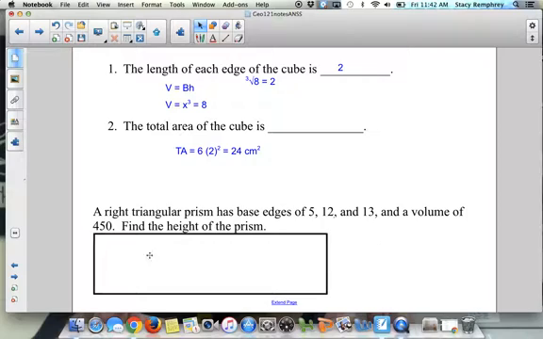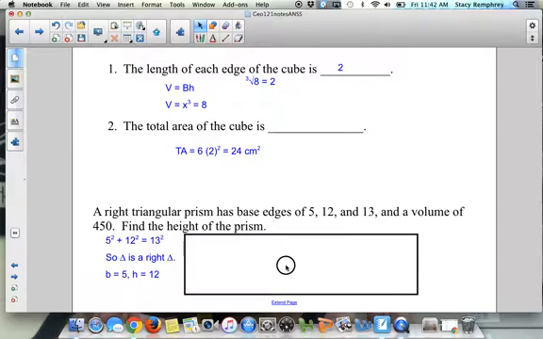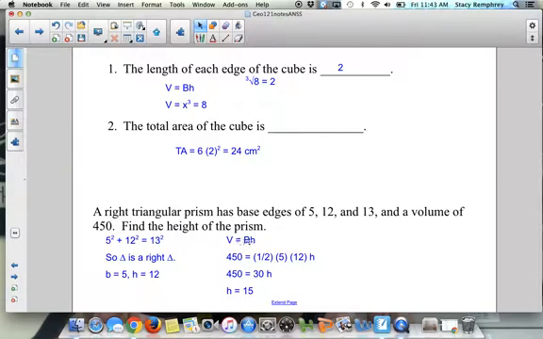So first thing I'm going to do is I look at this triangle. I see 5, 12, and 13. I try to figure out what kind of triangle is that. So I used converse of the Pythagorean theorem. I found out it is a right triangle with a base of 5 and a height of 12. So I know the volume equals area of the base times the height. I know the volume is 450. The area of the base is 1/2 times 5 times 12. And I simply solve that equation to get 15.